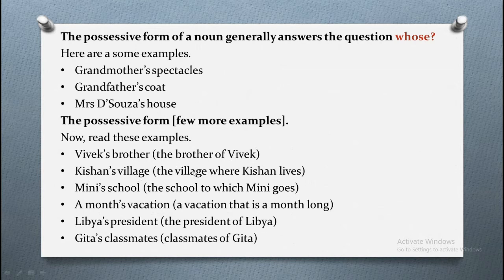Kishan's village, the village where Kishan lives, or village of Kishan. Minnie's school, the school to which Minnie goes, or school of Minnie. A month's vacation, a vacation that is a month long. Libya's president, the president of Libya. Gita's classmates, classmates of Gita. So this apostrophe s or the of forms both denote our ownership, sense of belongingness and possession.